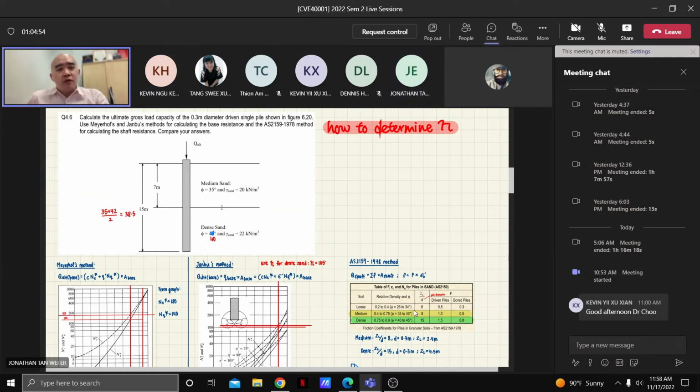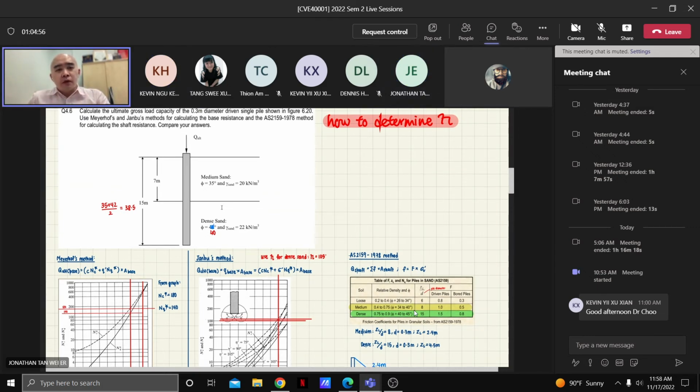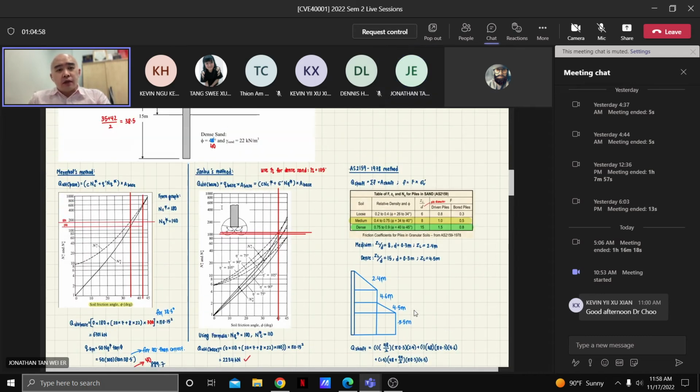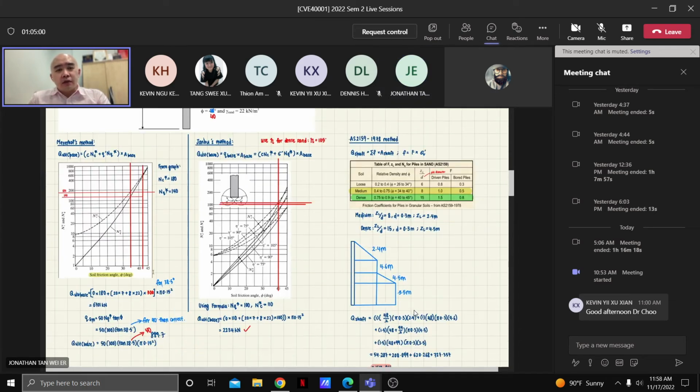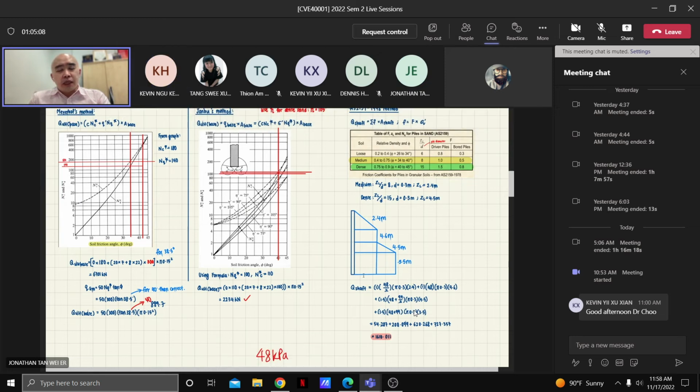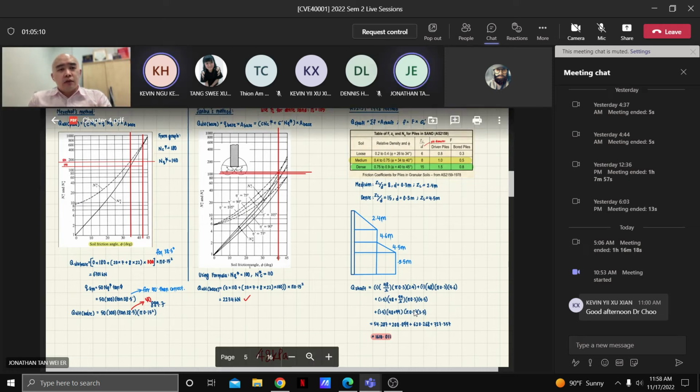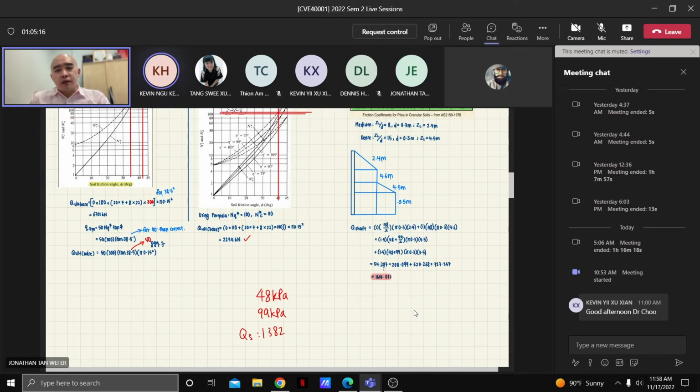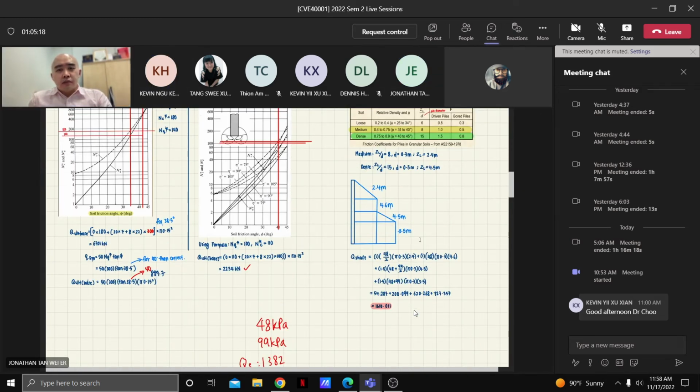No. You see, this is for Q base, right? Your base is in the dense sand, so you use the dense sand value. Oh, so use 40 for all. Yes, you use 40 for the base. For the shaft, then it's different. The shaft, you're using this method on the right.